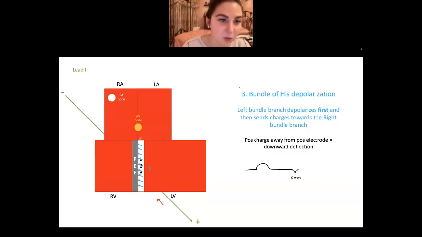If there's a really deep Q wave, that might be like, oh, maybe there's left ventricular hypertrophy or something like that. But that's what's causing this negative deflection, this positive charge is moving away from the general direction of this positive electrode.